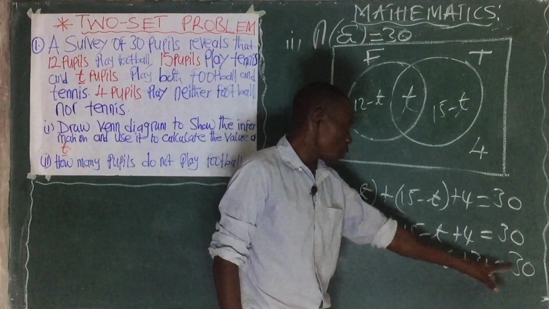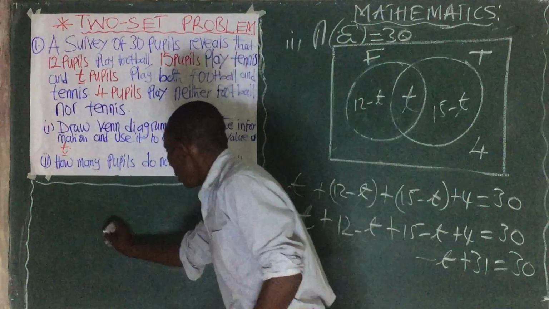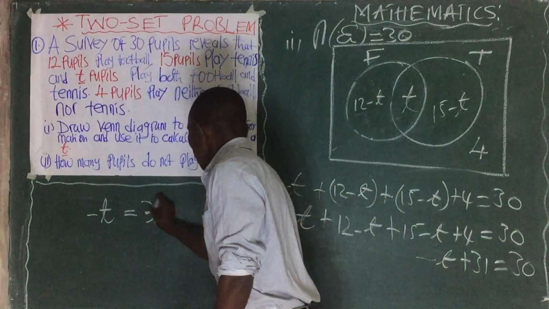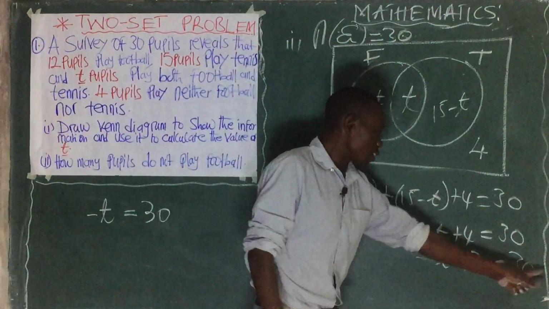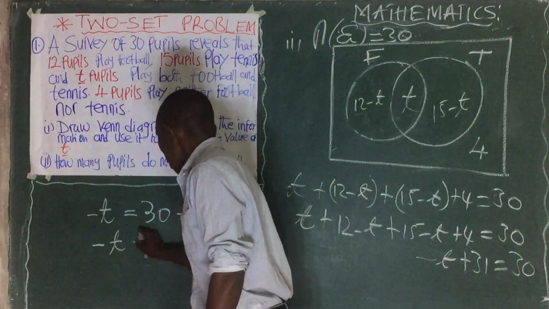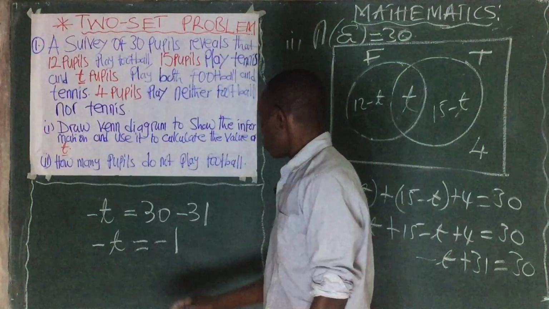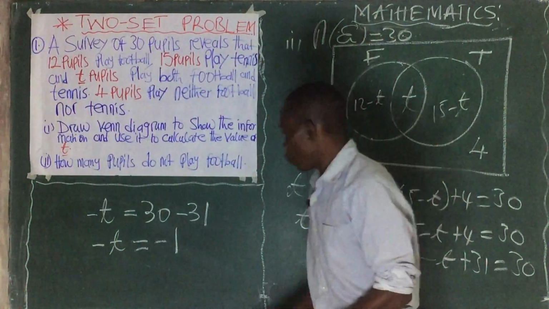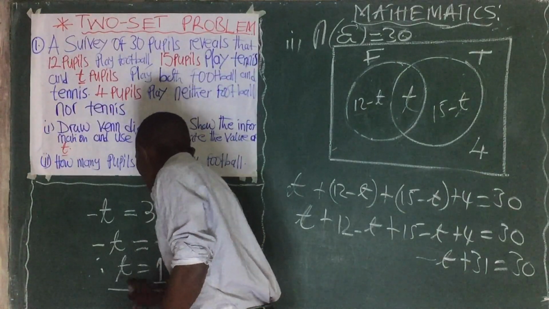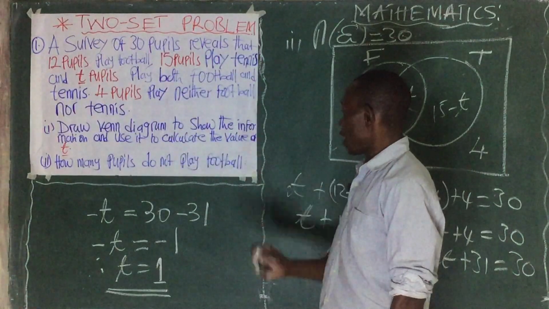We have to transfer 30 to the right hand side. So here we remain with negative t, and the 31 goes to the right hand side, it will change the sign to be negative 31. Then we have negative t, and we subtract 30 minus 31, we get negative 1. So if we divide both sides by negative 1, we have our value of t as equal to 1. So the value of t here is 1. Right, so we have found the value of t as 1.